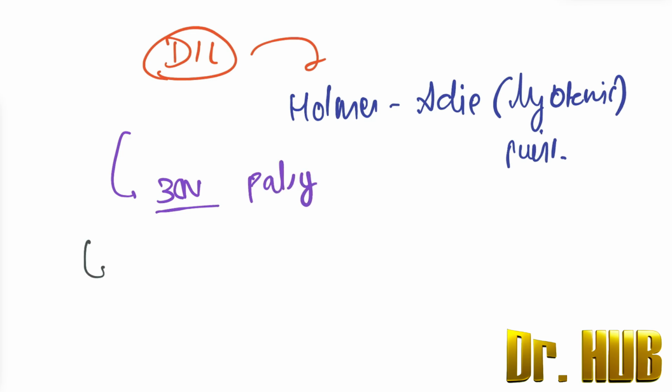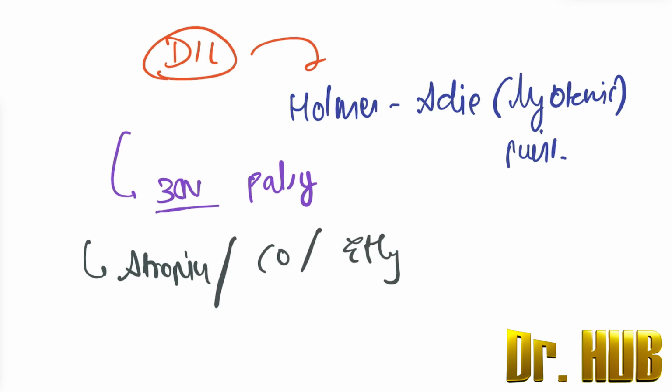Then comes the presence of atropine. Then is the carbon monoxide as well as the ethylene glycol. So Holmes Adie's pupil, the third nerve palsy, atropine, carbon monoxide as well as the ethylene glycol.